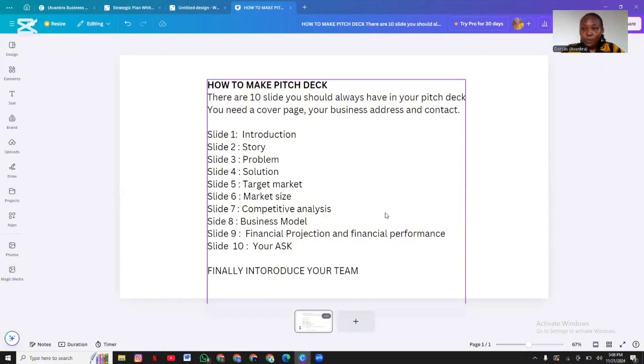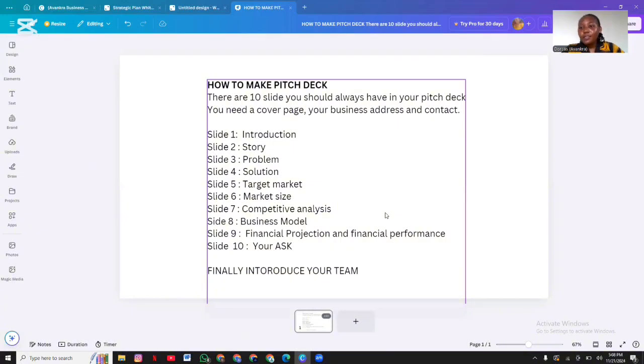You should know your numbers. Very important. You should know how much is coming into your business, and how much is going out of your business. No investor or anybody wants to invest their money inside a business that is not making money. Know your numbers and also defend your numbers. Know it very well. That's a very important point.